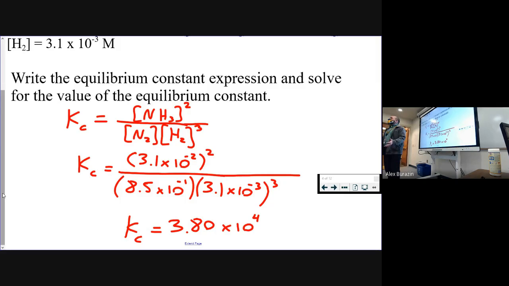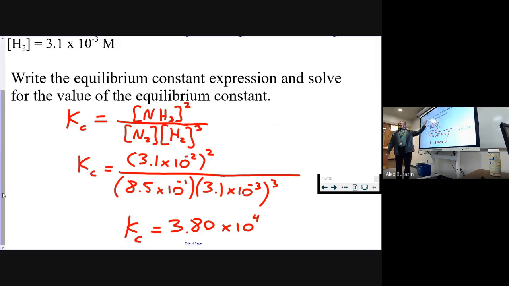It's more or less a fancy ratio between products and reactants. Products on top, reactants on bottom. This is going to show up later, but I'll say it right now. If my value of K is bigger than 1, do I have more products or more reactants? Products. If my value of K is less than 1, between 0 and 1, I should say, I have more reactants. We're going to use that later today.